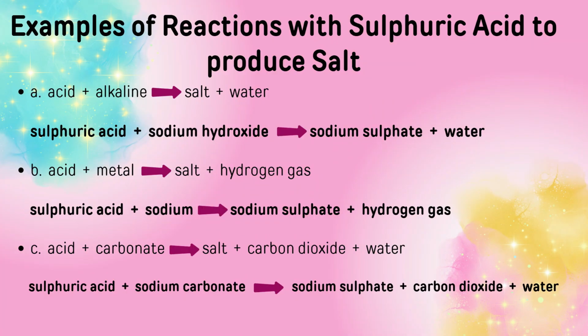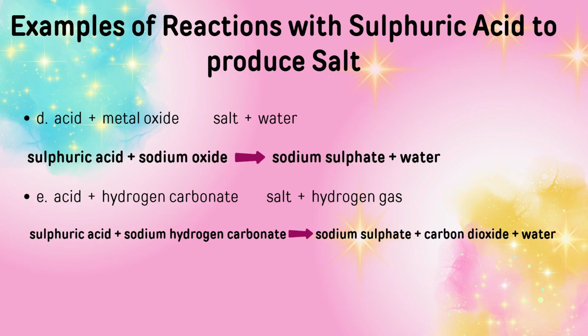So now we're introducing another type of acid with the same reagents that we used for hydrochloric acid. So here goes. Sulfuric acid plus sodium hydroxide gives sodium sulfate plus water. Sulfuric acid plus a metal like sodium will give us sodium sulfate plus hydrogen gas. Then we have sulfuric acid plus sodium carbonate, which gives us sodium sulfate plus carbon dioxide plus water. Sulfuric acid plus sodium oxide gives you sodium sulfate plus water, and sulfuric acid plus sodium hydrogen carbonate gives sodium sulfate plus carbon dioxide plus water.